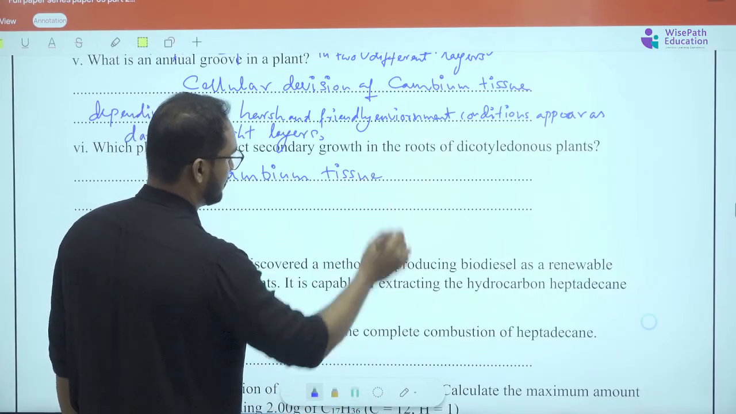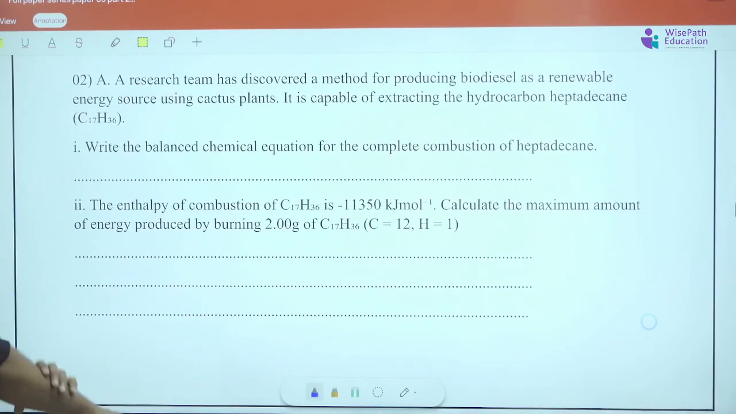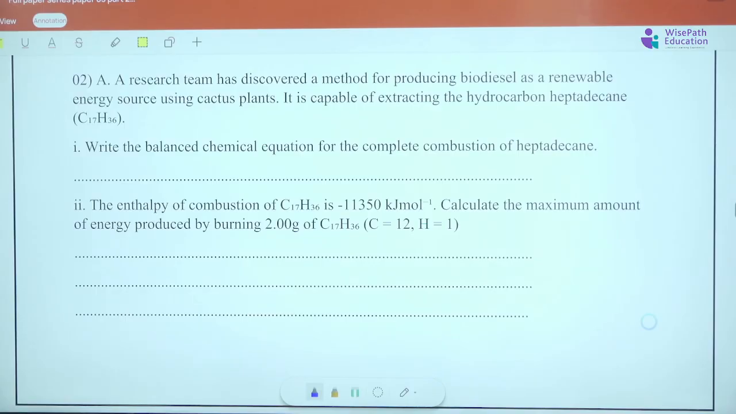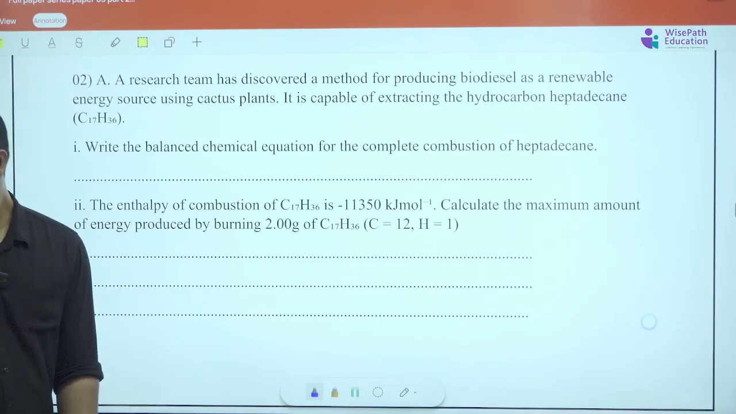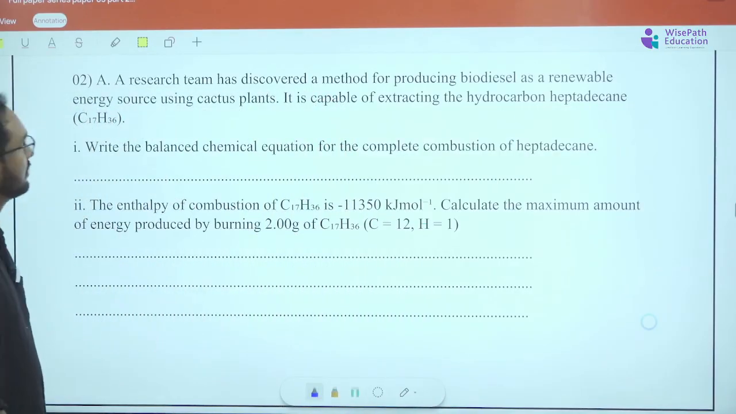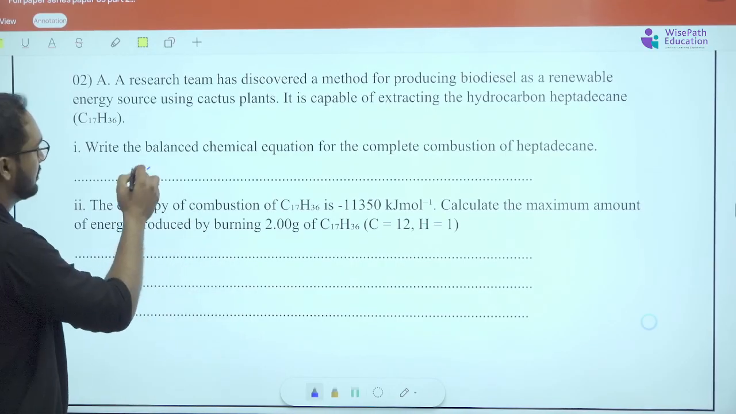It's the cambium tissue, right? Second, a research team has discovered a method for producing biodiesel as a renewable energy source using cactus plants. It's capable of extracting the hydrocarbon heptadecane, C17H36. Write the balanced chemical equation for the complete combustion of the heptadecane. So what does it produce?